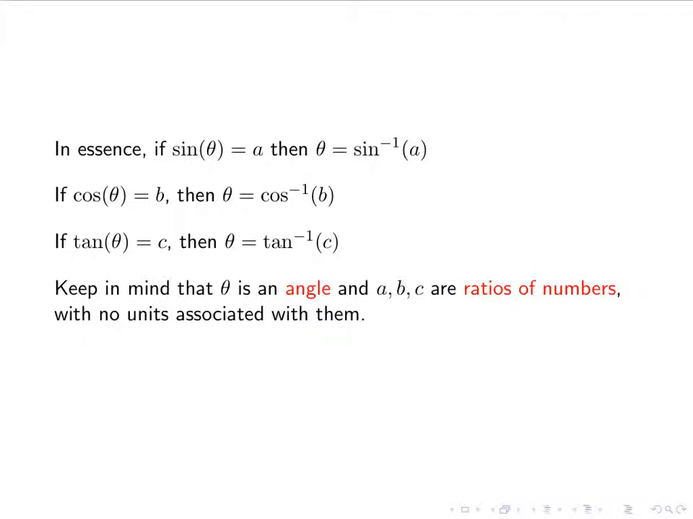So something to keep in mind is that, again, we're undoing the function. Theta is an angle. Typically we'll see it in degrees, but our a, b, and c are ratios of numbers. Remember, they're ratios of sides of the triangle, and there are no units associated with them. So if I have a trig function, I need to input an angle and I get out a number. If I'm using the inverse function, I put in a number and I get out an angle.